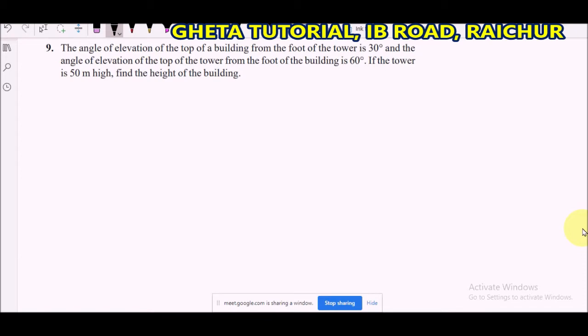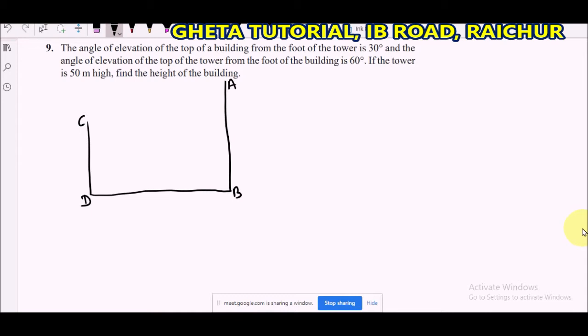Okay, so here let us first draw the ground. This is the ground. And here is the tower. AB is the tower, and CD is the building.